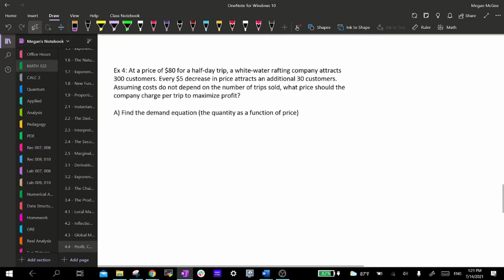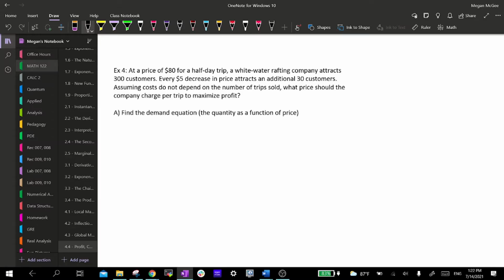Okay, example 4. At a price of $80 for a half-day trip, a whitewater rafting company attracts 300 customers. For every $5 decrease in the price, an additional 30 customers come. Assuming costs do not depend on the number of trips sold, what price should the company charge per trip to maximize the profit?